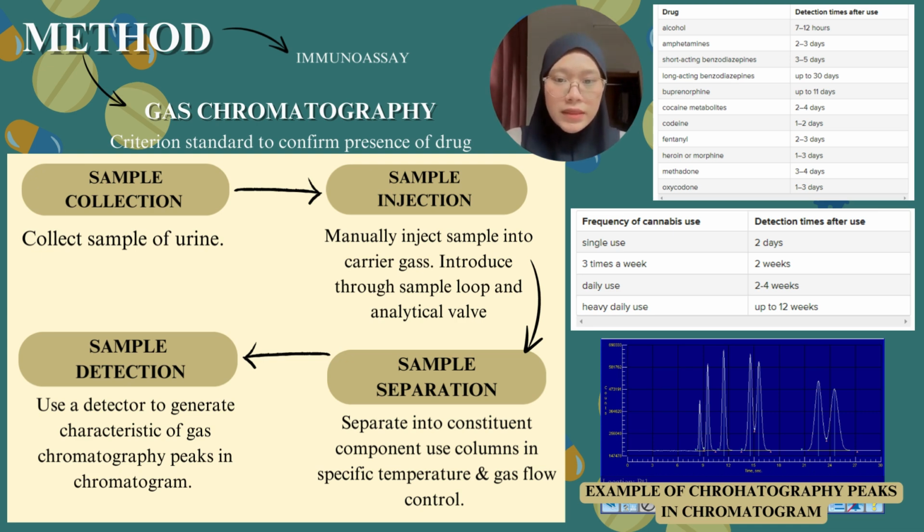The last step is sample detection. This step will use a detector to detect the occurrence of any drug in the urine and will show the characteristic gas chromatography peak in the chromatogram.